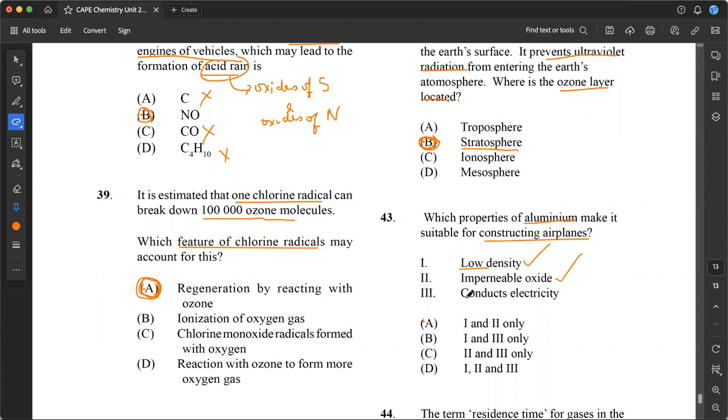Conduct electricity? No, guys, we don't want that in our airplane. So that's not a property of aluminum that makes it particularly useful for constructing airplanes, because it has a low density and an impermeable oxide layer, we can use it in constructing airplanes. So that's 1 and 2, and so that would be A. So the answer for 43 is A.